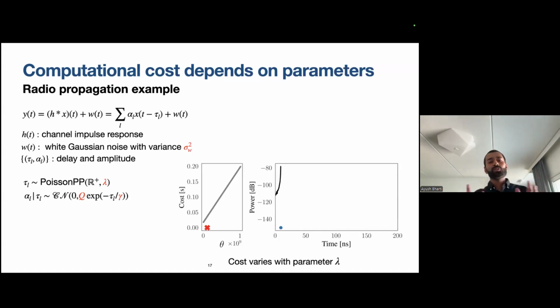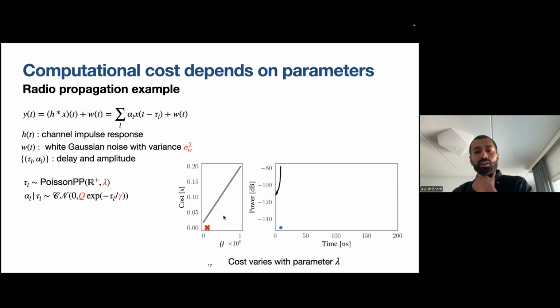So the reason why I introduced all of that radio propagation example was because this is an instance of exactly this behavior. Here, there's a parameter, the arrival rate of this Poisson point process. The cost of this model grows linearly with this parameter. So this theta is this lambda here, and this is the cost of this particular model. So you can see it linearly increases as this theta increases.